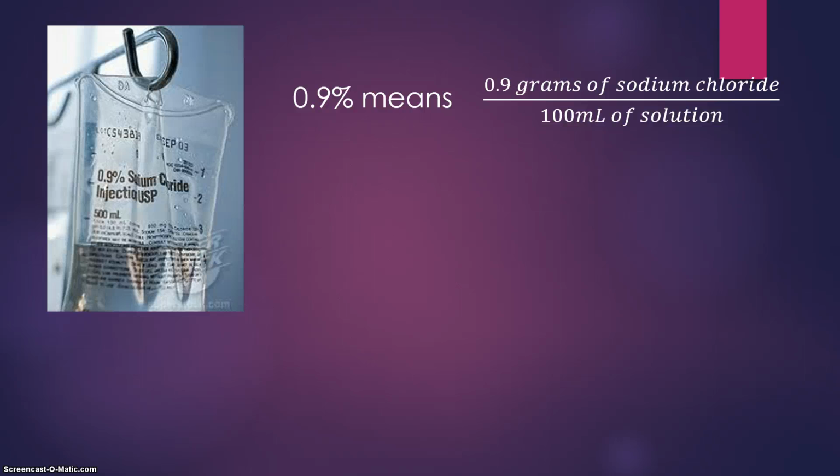So, for instance, if you see this on the left, the bag of sodium chloride injection fluid, it says 0.9%. So 0.9% means 0.9 grams of sodium chloride in 100 mLs of solution. And sodium chloride is a solute, and the 100 mLs of solution is a solvent.